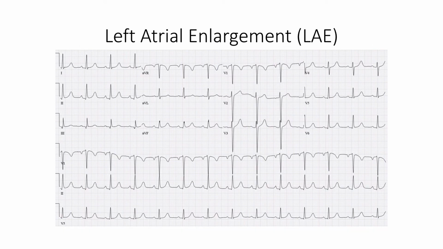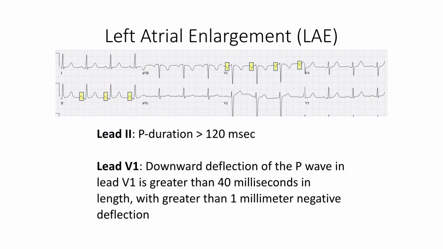Our next ECG shows left atrial enlargement. This one's a little bit tougher to identify, but again, it starts with looking at P wave characteristics in lead 2 and V1. In a patient with left atrial enlargement, lead 2 will typically have a P wave duration of greater than 120 milliseconds, which is greater than 3 small boxes. Also in lead V1, the downward deflection of the P wave is greater than 40 milliseconds in length, and with greater than 1 millimeter negative deflection.